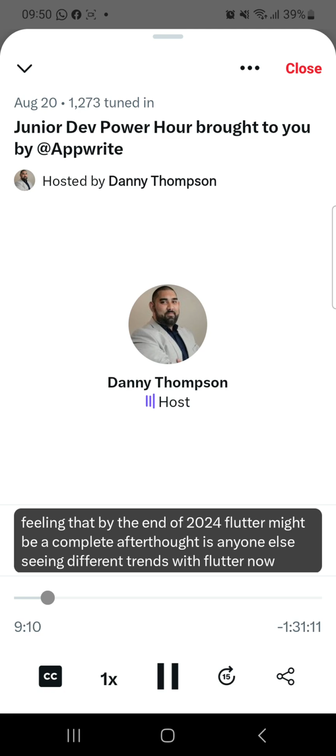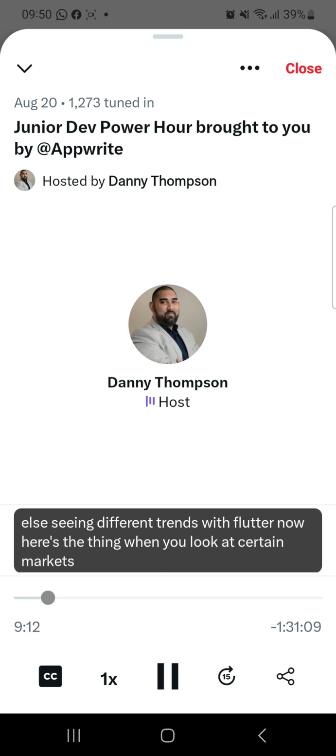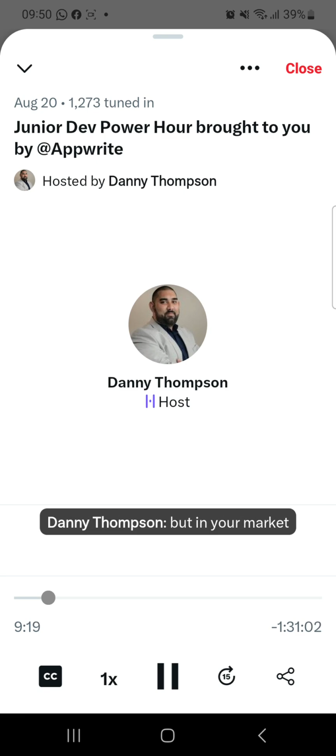Now, here's the thing. When you look at certain markets, Flutter is extremely popular, right? Especially when we look at some international markets. Flutter is very valuable. But in your market, it may not be, right?